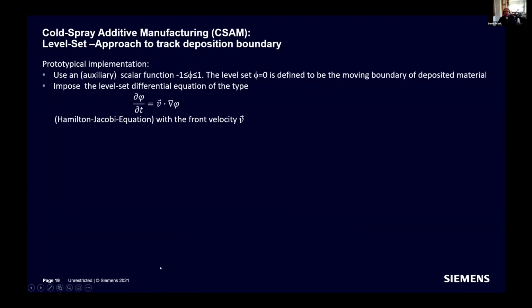And what I've done is to apply level set methods to track the deposition boundary. Usually we apply level sets in CFD. So you take an auxiliary scalar function between -1 and 1, and the level set phi equal to 0 is defined to be the moving boundary of the deposition. Impose a level set differential equation of this type with some front velocity, which is calibrated from experiment.